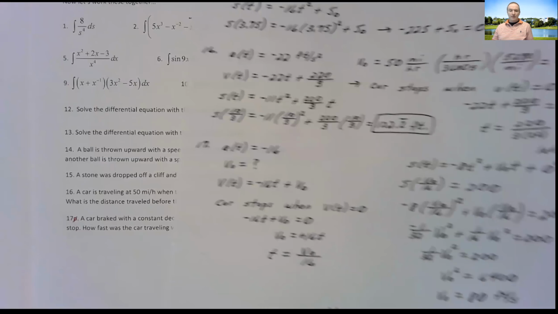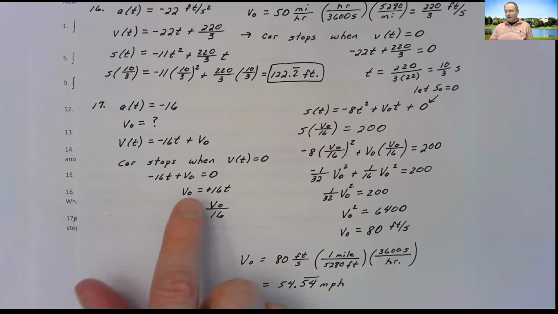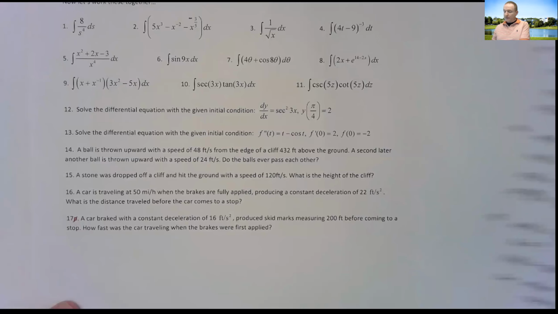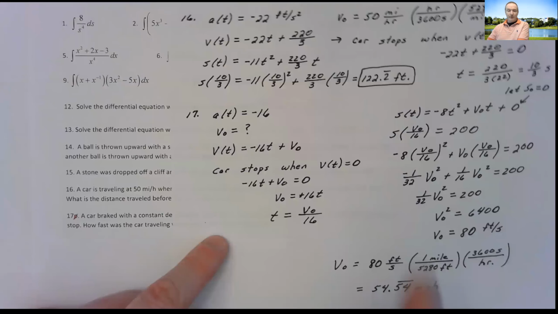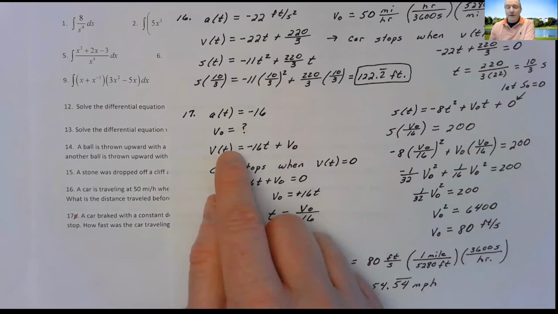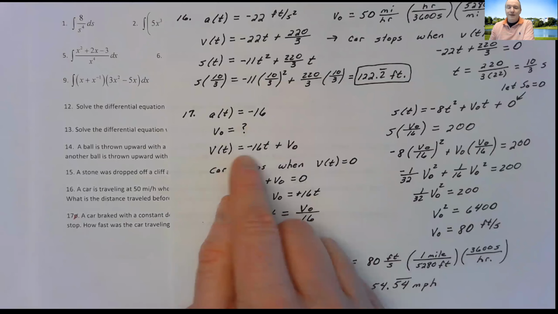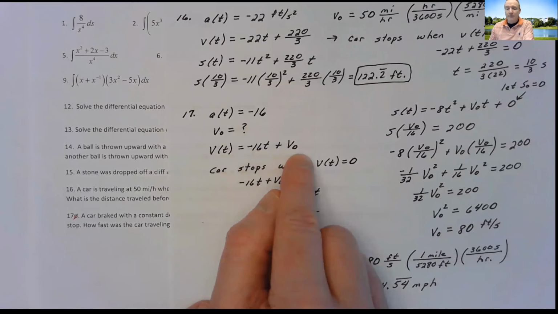So I'll say, okay, think about what I know in the problem. I know it said that the car brakes with a constant deceleration of 16 feet per second squared. That's where that came from. I do not know the original velocity. So I can say my velocity equation is just going to be negative 16 times t, the integral of acceleration, plus whatever that original velocity is.